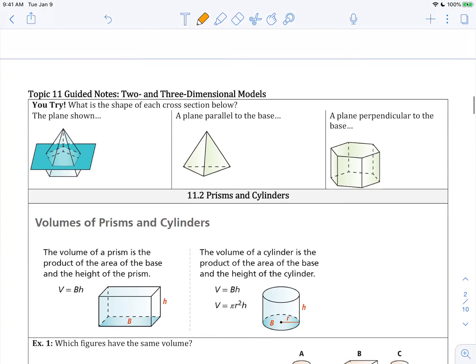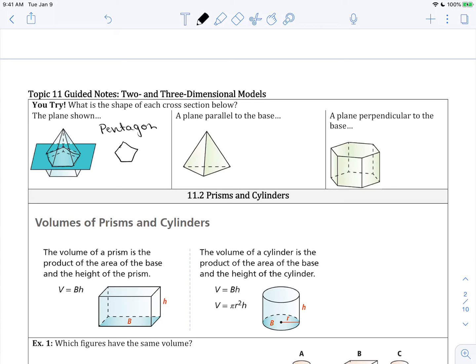All right, so let's try it with these couple ones. What is the shape of each cross section below? So looking at this first one, we have a pentagonal pyramid and it cuts it through here, right? This turquoise slicer goes right through that pyramid. So what is that shape that's formed right there? It would be a pentagon from that cross section, right? It's outlined right here.